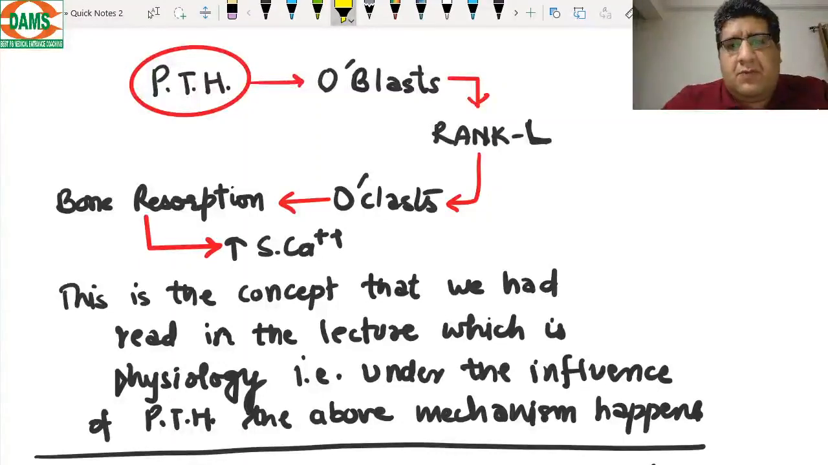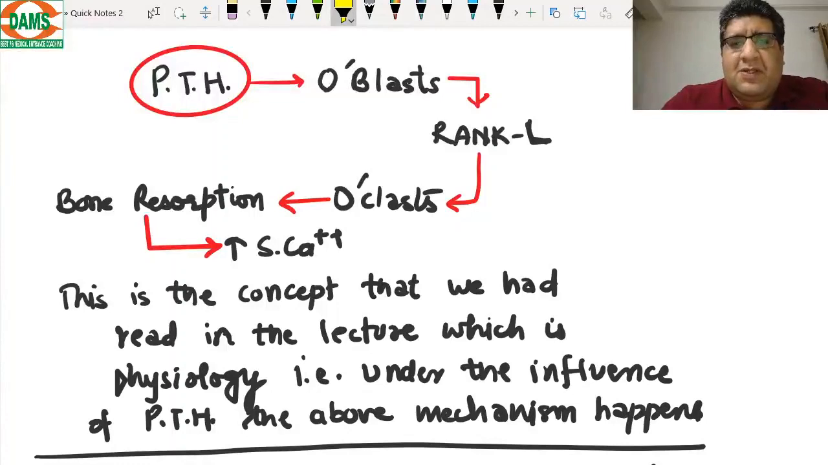So on day one, we spoke about the physiology of orthopedics, right? We spoke about how parathormone stimulates osteoblast, which sends RANKL, which goes to clast, which leads to bone resorption, which leads to increase in serum calcium level. This is what we have written, that is in front of you on your screens right now as well.